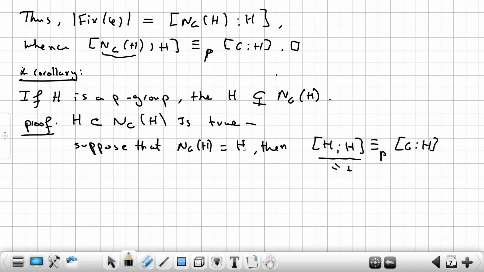Okay, so suppose the contrary, that H is equal to its normalizer in a bigger group. H is a subgroup of G, and H is equal to its normalizer in G. Then using the previous lemma, the normalizer lemma, we have that the index of N_G(H) is congruent modulo p to the index of H in G, and so this is equal to 1, which is congruent to the index of H in G modulo p. Now N_G(H) is equal to G.